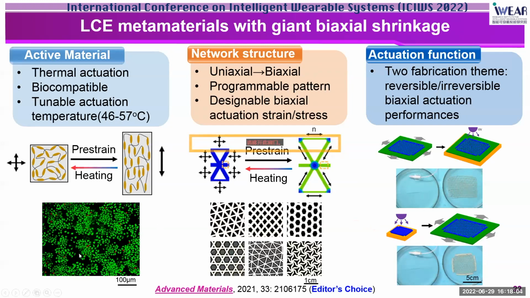Okay, to achieve biocompatible actuation with the human body, we introduced a low temperature synthesis method of the LCE with optimized composition ratios. And this can allow a remarkable reduction of the nematic isotropic transition temperature to only around 45 degrees Celsius without evident loss of the actuation strain or actuation stress. And this video shows the reversible thermal shrinkage and the irreversible thermal shrinkage. So you can see a very large biaxial shrinkage after putting that into the hot water.